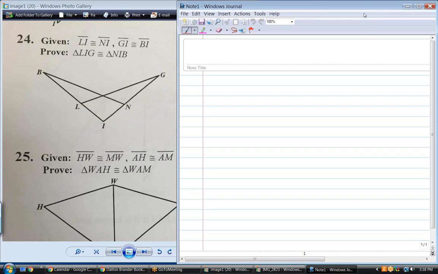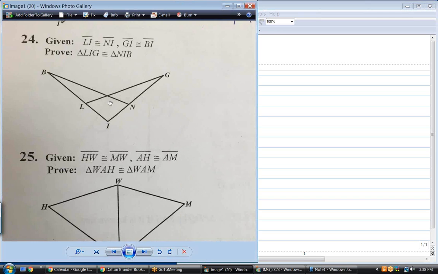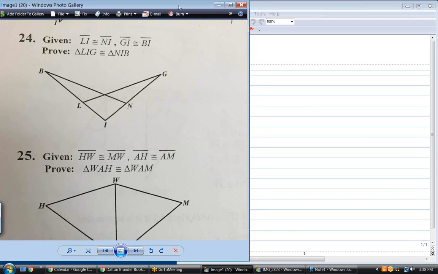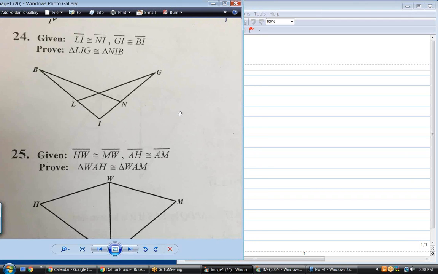Okay, we're going to prove congruent triangles today, I guess. Looks like there was maybe one above this, 23, that didn't get in the picture. We did that one in class. Okay. All right, 24. Are we supposed to do a two-column proof? Yeah, two columns. Okay.